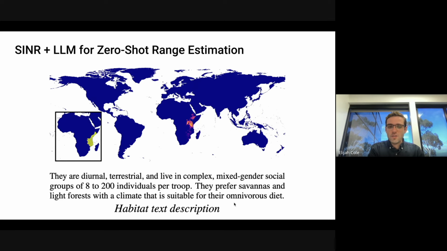I won't go into the architectural details, but essentially what we can do now is provide a description of a species habitat and say, okay, there's some species that is diurnal, terrestrial, lives in a complex mixed gender social group. You get this set of text that describes the species habitat. You pass it through an LLM to produce an embedding, and we can use that to generate a range with the signer models. And the great thing about this is, when you're training, you don't need to specify which species you're talking about. And so at test time, you can use a new text description of a species the model has never encountered before and get a range map for that as well. As far as I'm aware, this is the first demonstration of zero-shot range estimation for species.